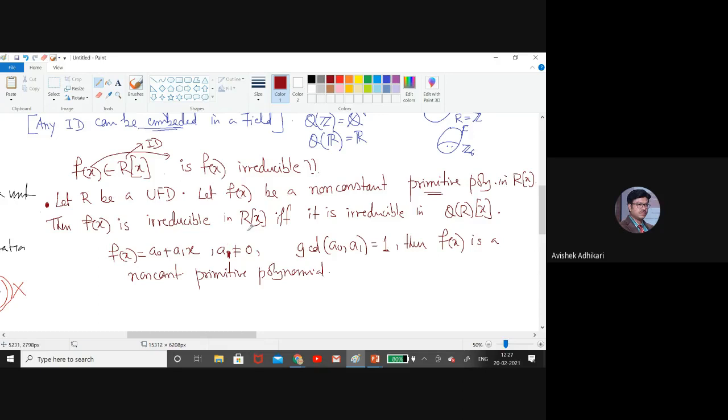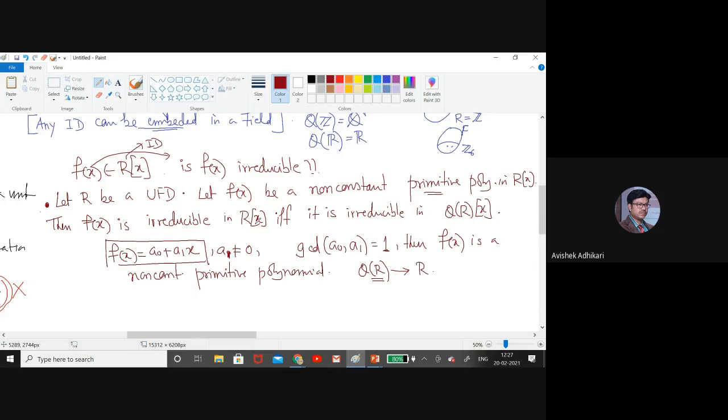And here Q_R is the quotient field of R. What it says is that if f(x) is irreducible in R[x], then it will also be irreducible in Q_R[x], and vice versa. If it is irreducible in Q_R[x], then it will also be irreducible in R[x]. That's very important, and in many problems we are going to use this result.